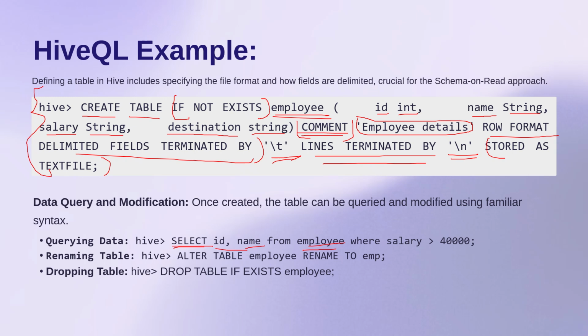Then if you want to rename a table, we'll use alter table employee, that is the table name. Then we'll use the keyword rename to, so that we can rename it to emp. Then to drop a table, as we have already seen, we'll write drop table and then the table name.